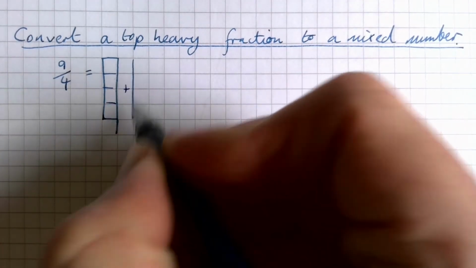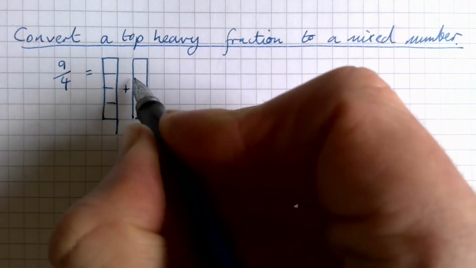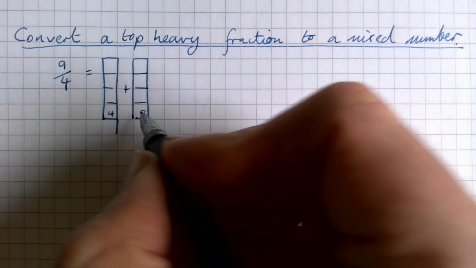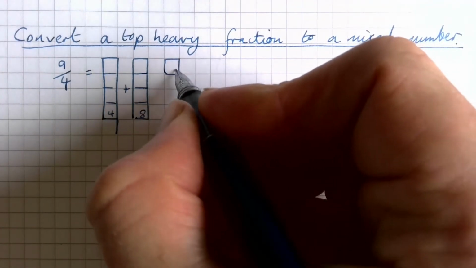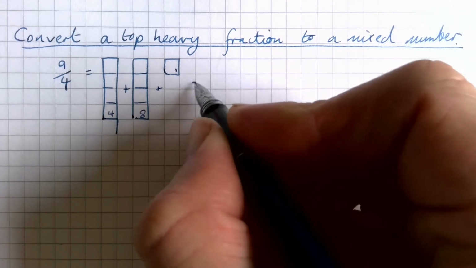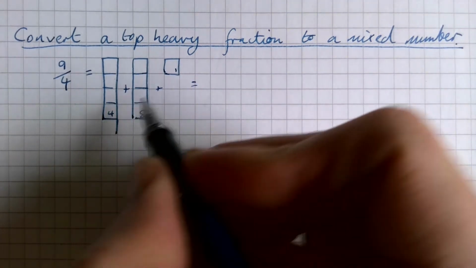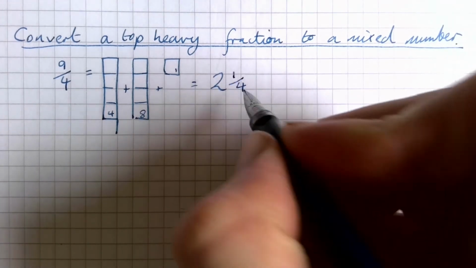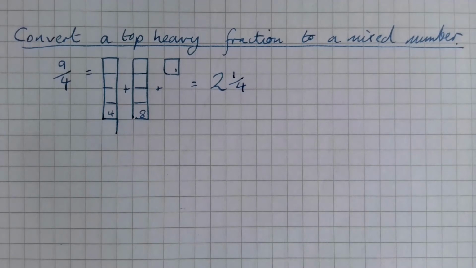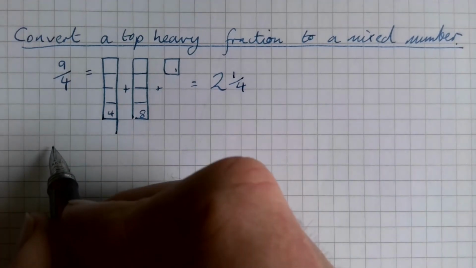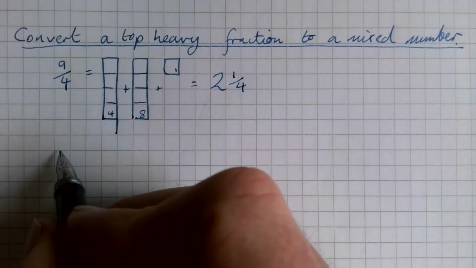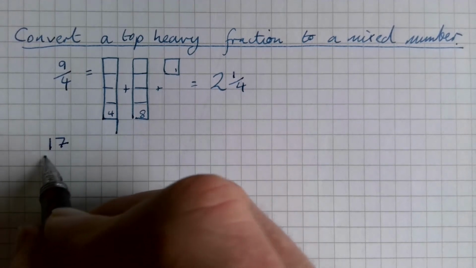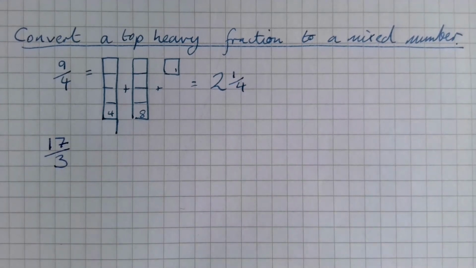So that's 4 quarters. Here's another whole. That's another 4 quarters. So we've got 4, 8, and the 1 left over there is going to equal 9. So how many wholes have we got? 2. How many quarters have we got? 1. So it's 2 and 1 quarter. I'm going to do another example: 17 thirds, by the same thing.